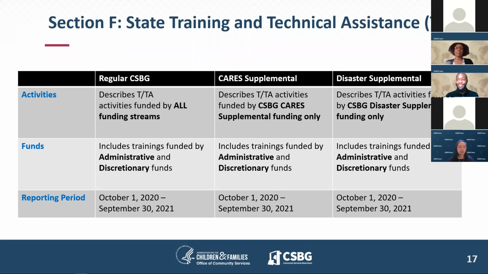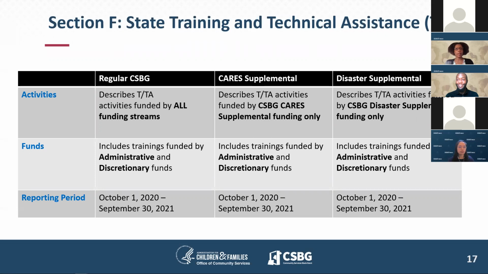For the annual report, the state should provide information regarding training and technical assistance activities conducted using the regular CSBG, CARES, and disaster supplemental funds. For the regular CSBG annual report, the state should describe training and technical assistance activities funded by all funding streams, which means the use of administrative or discretionary dollars for regular, CARES, and disaster supplemental activities. While this table will be auto-populated using information from the CSBG state plan, the state will be able to add rows for additional training and technical assistance activities not included in the state plan.